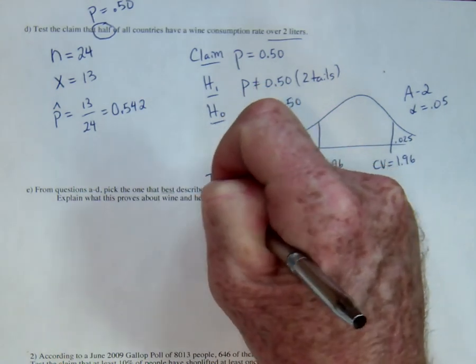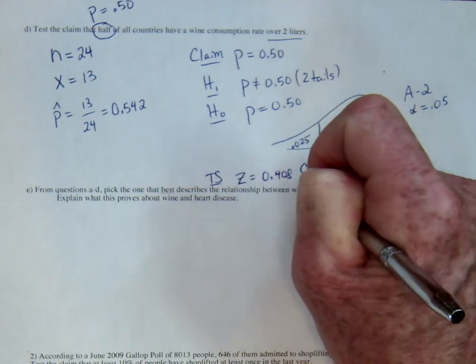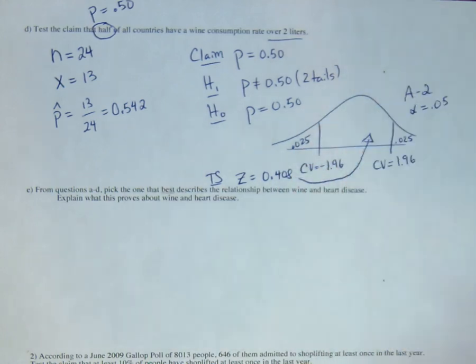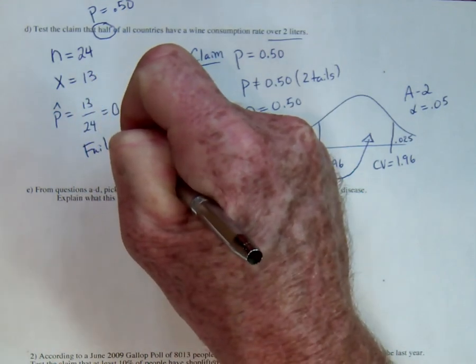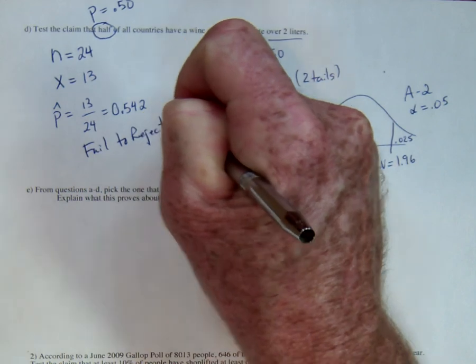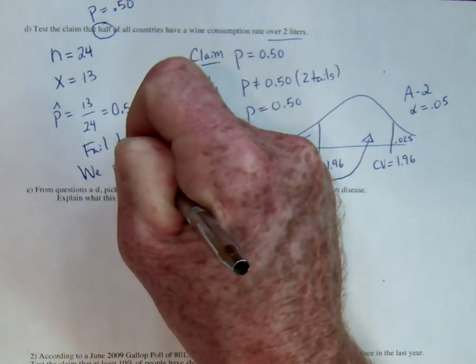So the test statistic, z equals 0.408, which lands in the middle, which means we're not able to prove anything. So fail to reject H sub 0, we proved nothing.